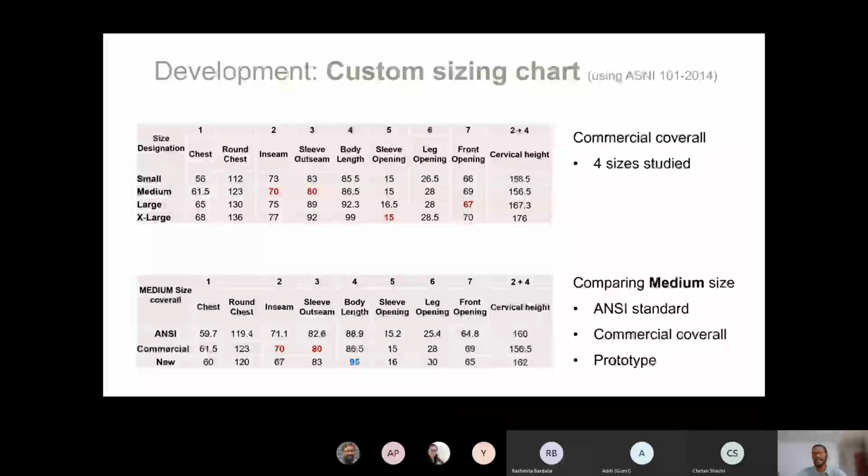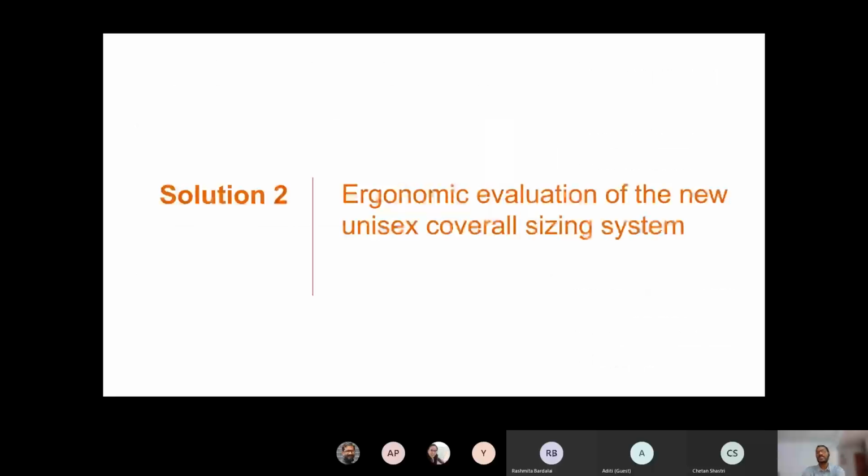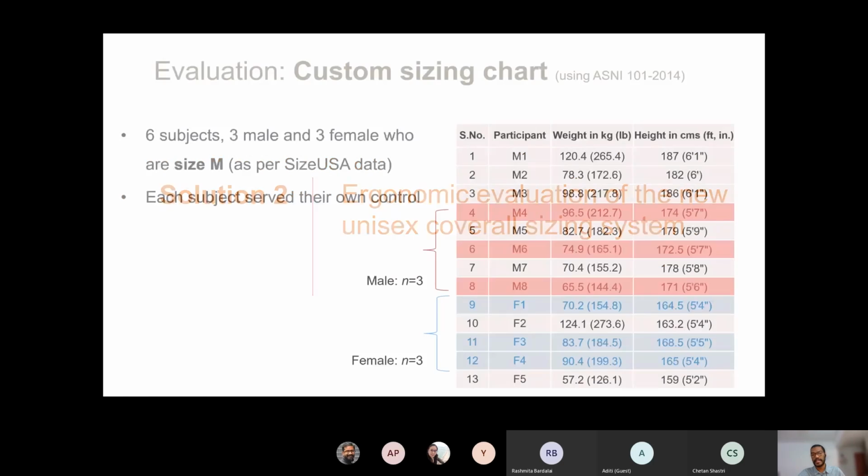Now, once the fit chart or the sizing chart was developed, it was also compared to the existing charts to see what and where the problem areas were. So once a new measurement chart was developed, our next task was to evaluate and see the effectiveness of the new sizing system that we were working on. So in order to do that, we invited human subjects into our laboratory where we did human subjects.